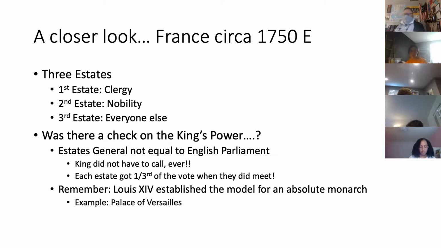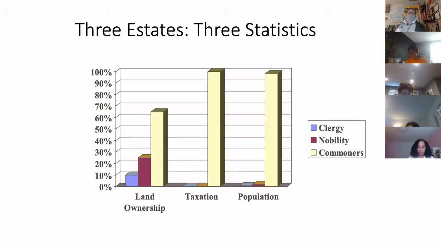Okay. So, no checks on the king's power, unlimited, or absolute monarchy. There's this body that's supposed to be called together to help advise the king, but it was antiquated, old, outdated, and did not have to be called. All right, so here's the issue. What's wrong with this picture that we're seeing in front of us?